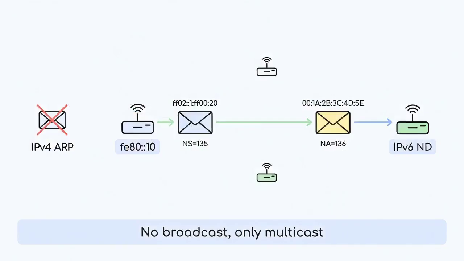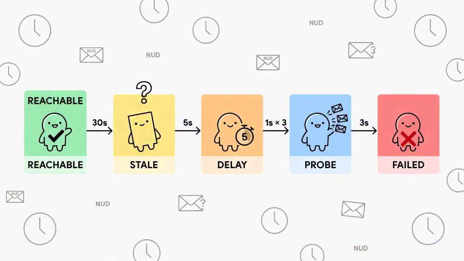IPv6 retires ARP entirely and replaces it with ICMPv6 neighbor discovery. Instead of a broadcast, the host sends a neighbor solicitation to a multicast group scoped only to the target address. The owner answers with a unicast neighbor advertisement containing its MAC. Same goal, smarter delivery.